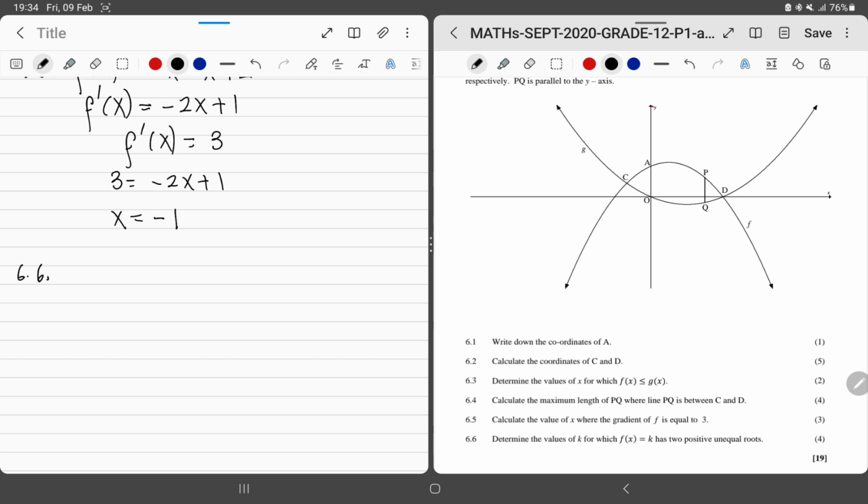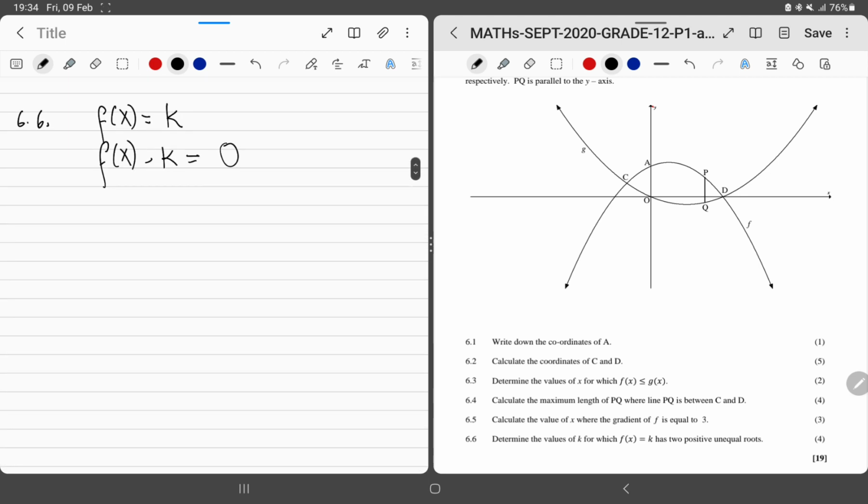6.6. Determine the values of k for which f(x) is equal to k has two positive unequal roots. f(x) is equal to k. This means that f(x) minus k should be equal to 0. Okay, let's take a look. So they're interested where k has two positive unequal roots.